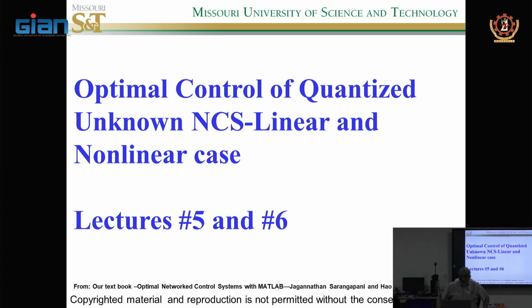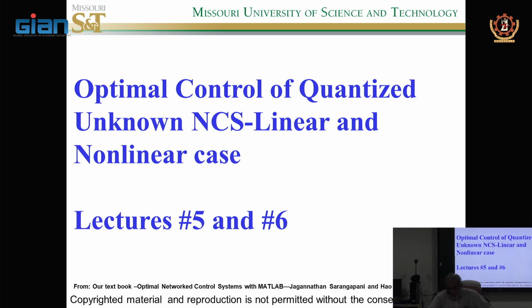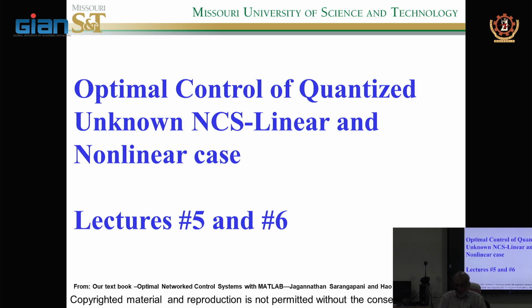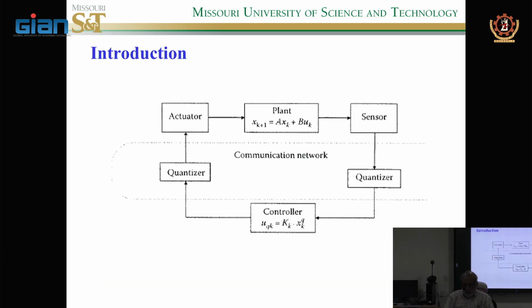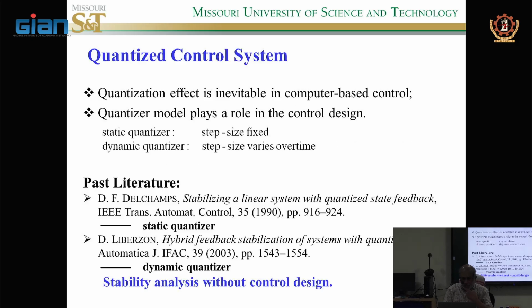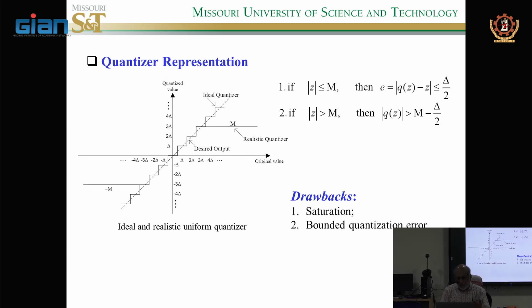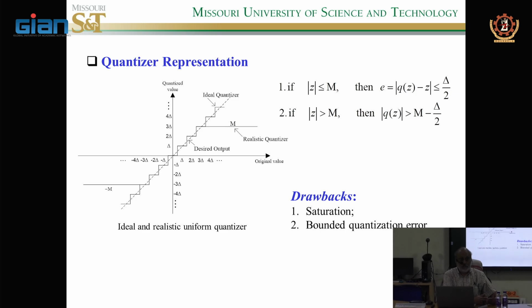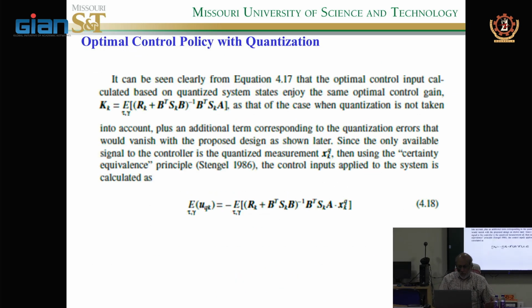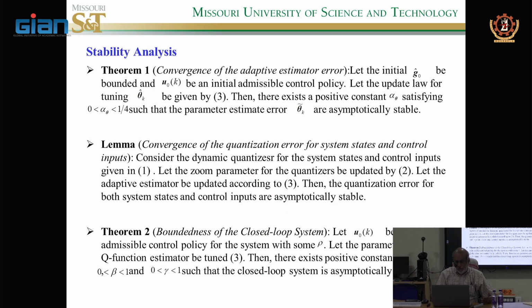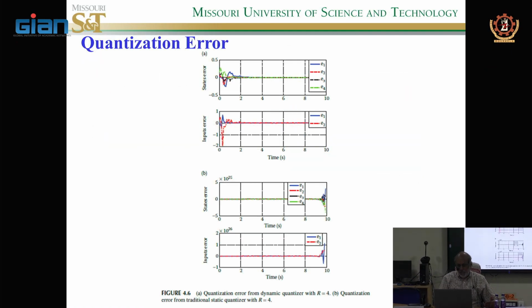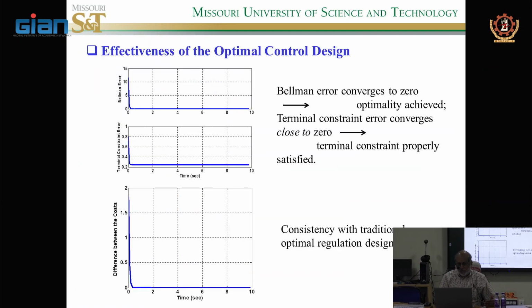Okay, so I think we are still going ahead. Today we're looking at lecture 6. You saw that we had two quantizers and a linear system, and we went through some material about what a traditional quantizer is. We also talked about the dynamic quantizer. Remember that?